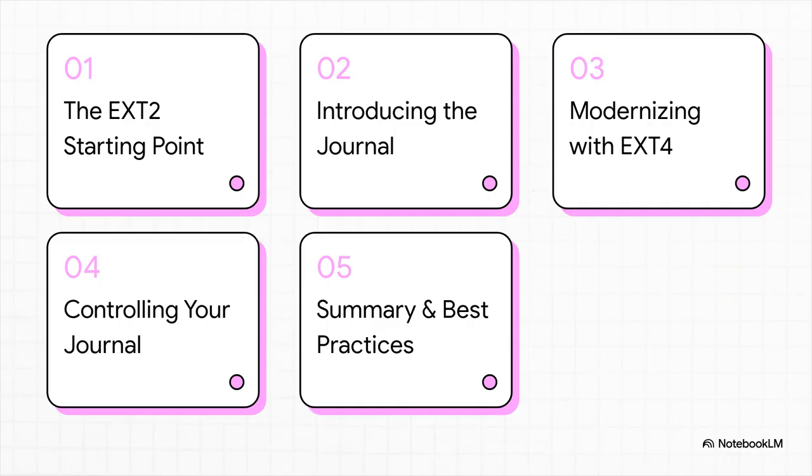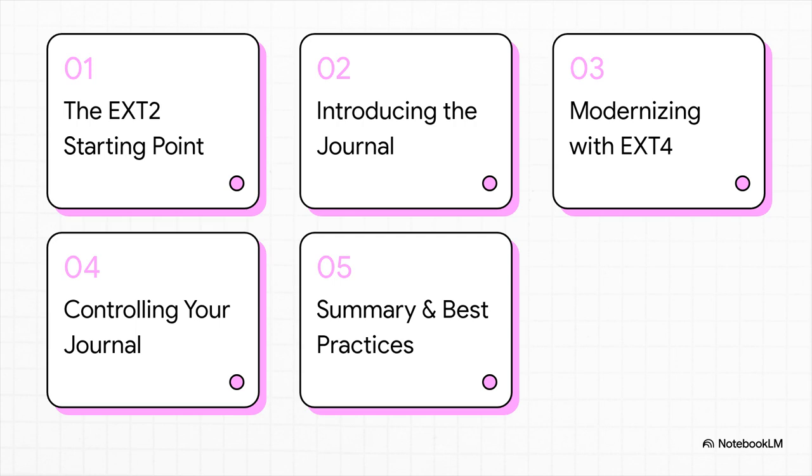So here's our game plan. We'll kick things off with a basic ext2 partition. Then we'll level it up to ext3 by adding something called a journal. From there, we'll modernize it to ext4. We'll even look at how to control that journal and then wrap everything up with some essential best practices.